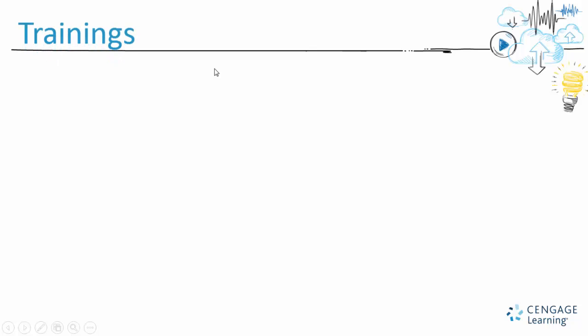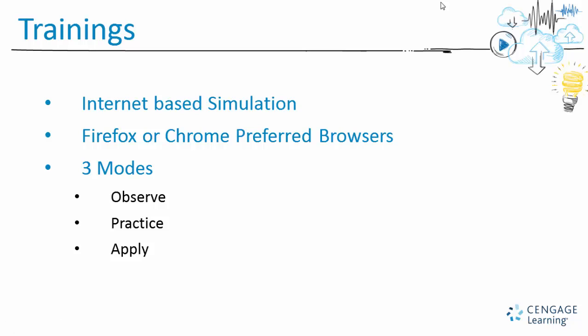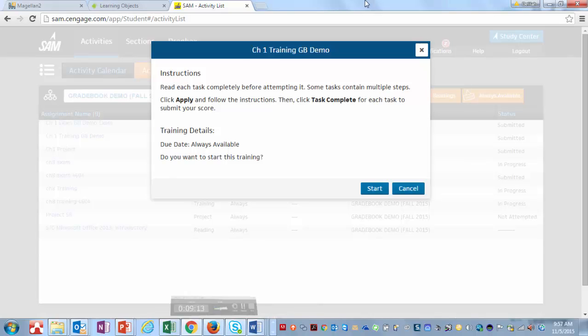The final activity would be trainings that are available to students. The trainings are also internet-based simulations. Firefox and Chrome are the preferred browsers. Within the training, there are 3 different modes: observe, practice, and apply. The trainings are there for learning purposes, to help the students learn how to master specific tasks within Office. So let's take a look at what a training looks like.